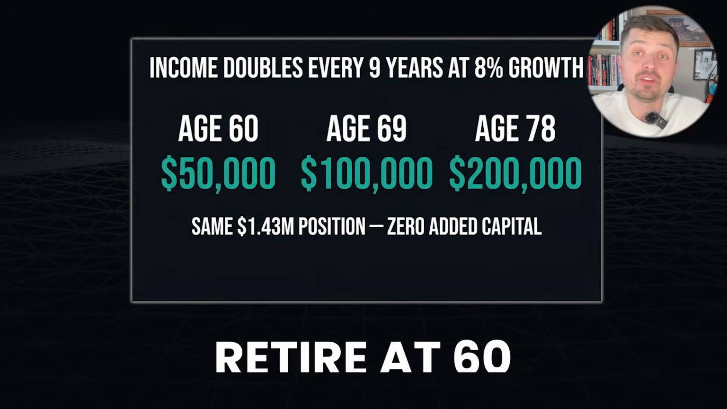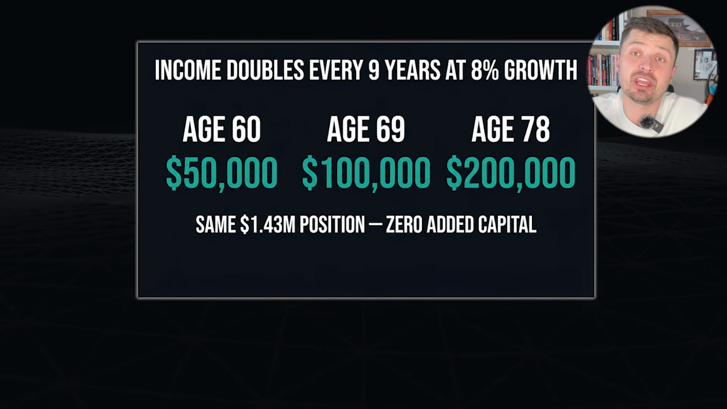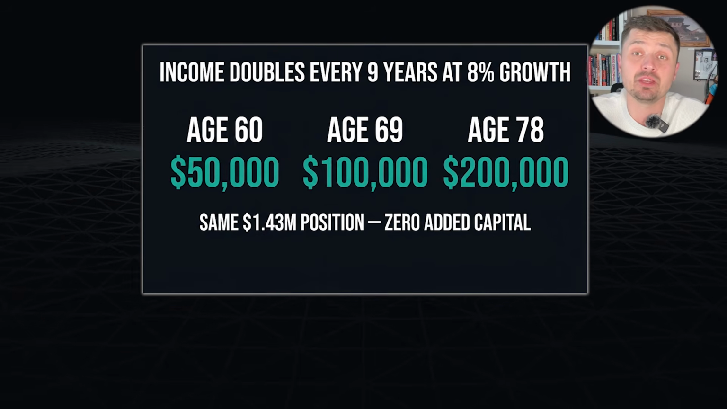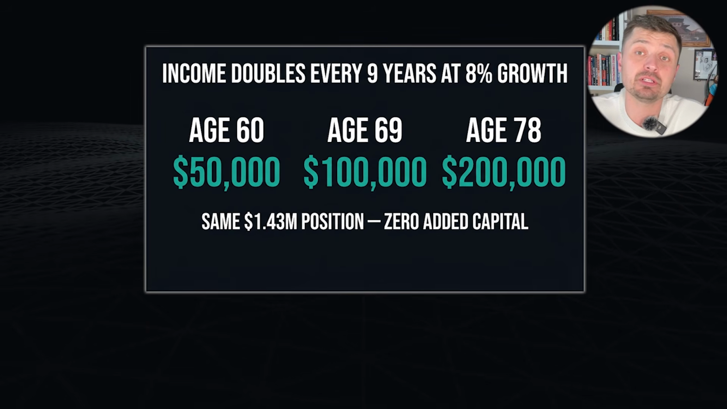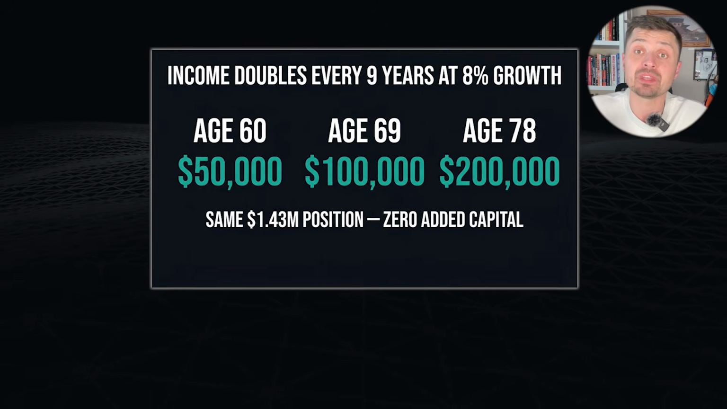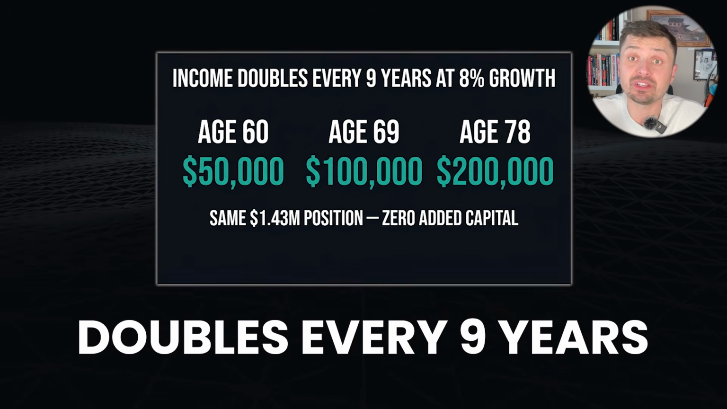But you need to understand how dividend growth changes the picture over time here, okay? And here's where SCHD's long-term case really gets interesting and where the single static calculation really undersells what the fund can actually do for you here. If you retire at 60 with 1.43 million in SCHD, generating 50,000 at today's 3.5% yield, and SCHD continues growing its dividend at even a conservative 8% annually, your income from the same exact position grows significantly without adding a single dollar of capital. At 8% annual dividend growth, income from the same position really doubles roughly every 9 years.